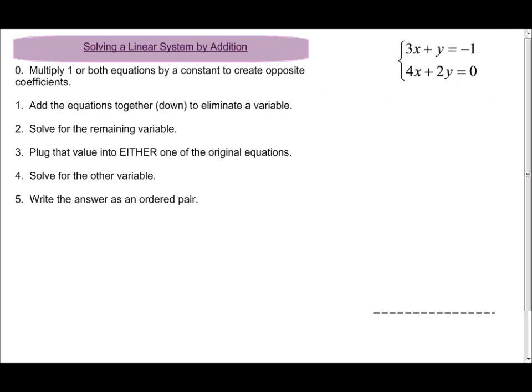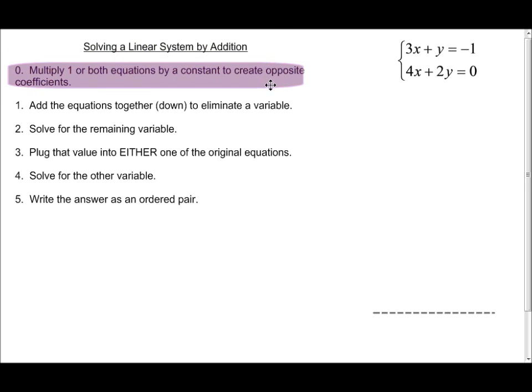It's a very procedural type thing, so we're just going to work these steps over here. And step 0 is to multiply one or both equations by a constant to create opposite coefficients, which we need to do here because we said we do not have them. Okay, well, the one thing I see here is that the y in the top equation is 1y. It's not so easy to turn 3 into negative 4 or turn 4 into negative 3.